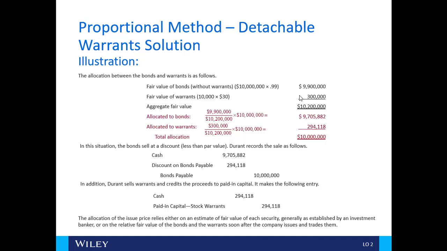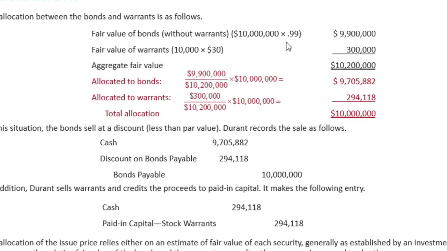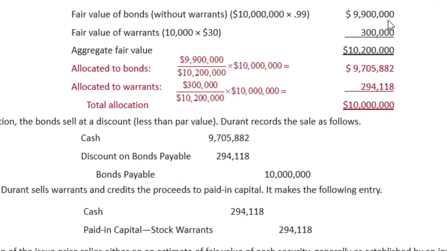So all we're going to do is look at the fair value. So the bonds without the warrants, they said was 99%. So it's 9.9 million. The warrants without the bonds had a market value of $30 each. So it's 300,000, and so the aggregate fair value is 10,200,000.